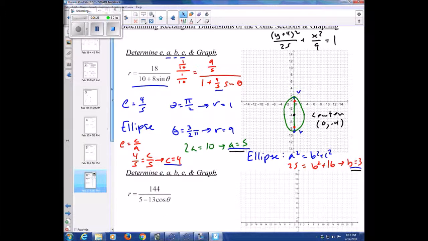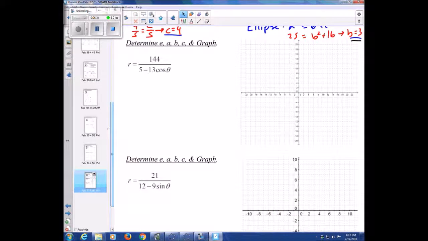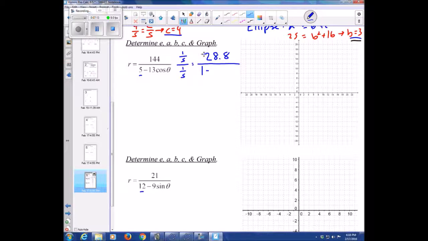Okay, so I'll let you guys give these next two a shot. With these next two, we're going to be looking to define the transverse axis for the hyperbola and the major axis for the ellipse. So immediately it might be useful to go through and first get that lead one in the denominator and determine which of those we're going to be looking for here. If we go to this first one, we can say that if we multiply by 1/5 over 1/5, we are going to get 28.8 over 1, and then minus 13 over 5 cosine theta.